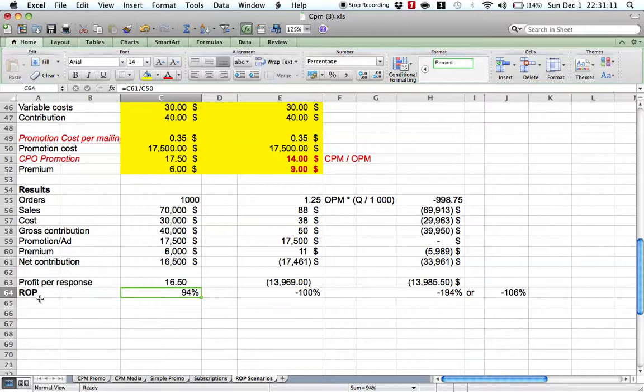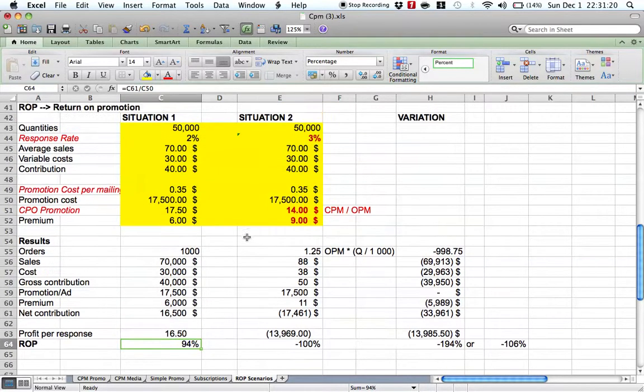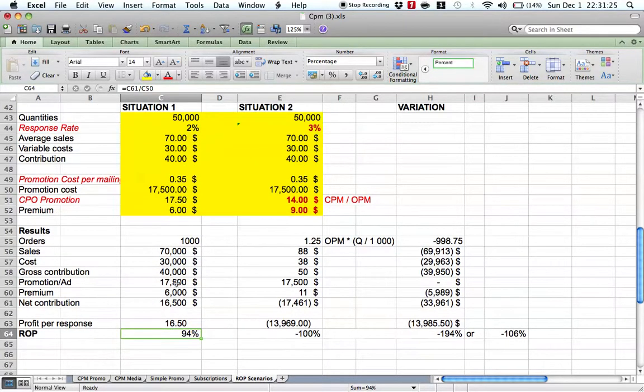Our return on promotion is a very high 94%. Reason being is because it cost us $17,500 in order to run the promotion, and we brought in a net contribution, or think of it as profit, of $16,500. So we were just shy of $1,000 more in profit. We would have had a 100% return on promotion, which is pretty high.